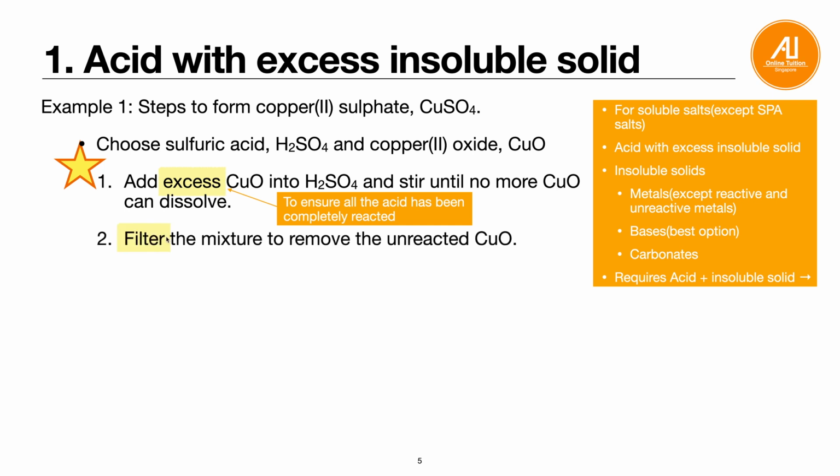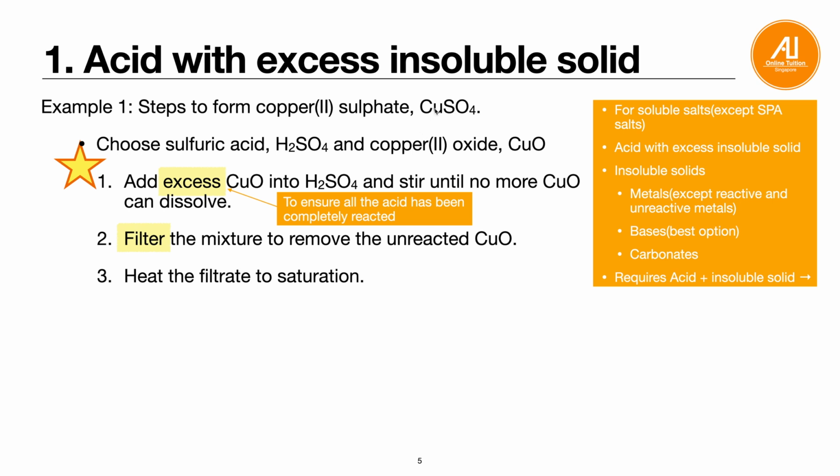Step 2, because there's excess, so you need to what? Filter the mixture to remove the unreacted copper oxide, which will be in a solid state, floating in a solution. So you have to remove it by filtration. Third, you will heat the filtrate. So the filtrate that you get from your filtration in step 2 will be your copper sulfate solution.